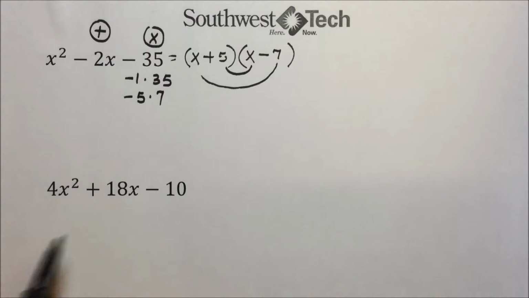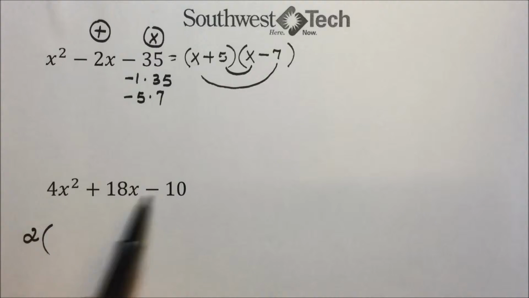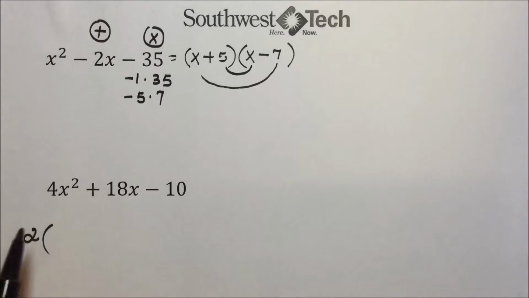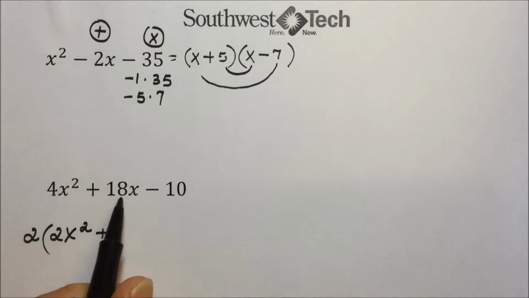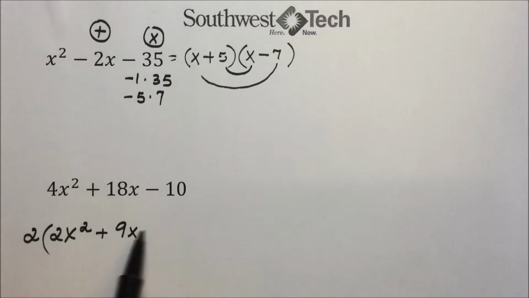In this next trinomial, always look for the greatest common factor. They're all even numbers, so let's factor out a 2. Factoring is dividing, and whether you do the division mentally or write your 2 underneath, that's totally up to you. Dividing by 2 isn't too difficult. Let's see what we end up with here. 4x squared divided by 2 leaves a 2x squared. 18x divided by 2 is 9x. And negative 10 divided by 2, a negative divided by a positive is negative, leaving us with a negative 5.